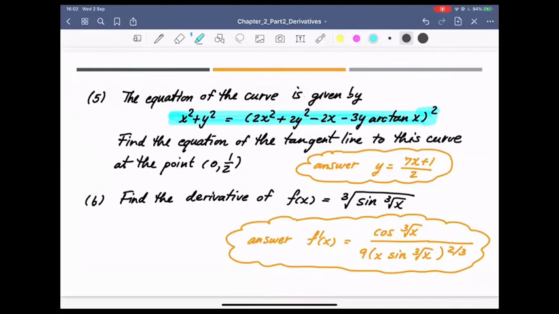And the last one, practice of the chain rule together with differentiating trigonometric functions. So you're going to get this answer.